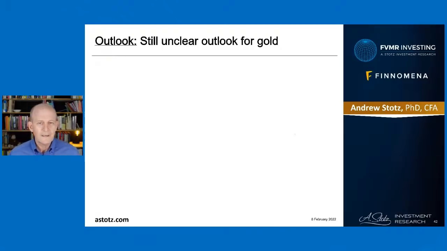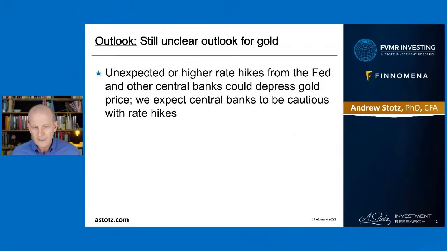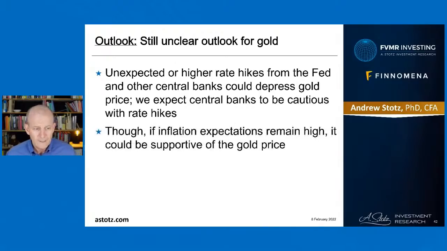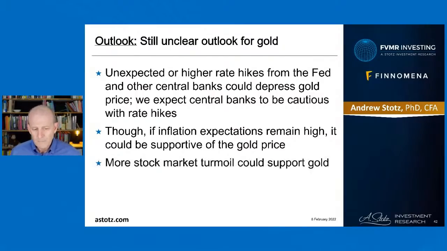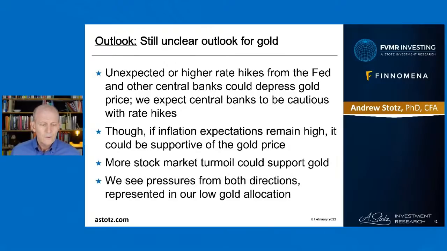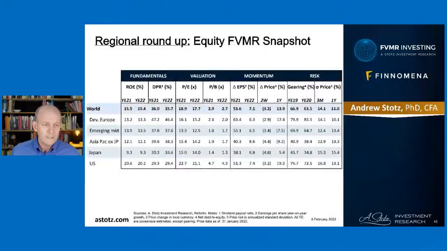Still, it's an unclear outlook for gold. Unexpected or high rate hikes from the Fed and other central banks could depress gold. We expect central banks to be cautious with rate hikes, though if inflation expectations remain high, it could be supportive of the gold price. More stock market turmoil could also support gold, and we see pressures from both directions represented in our low gold allocation right now.